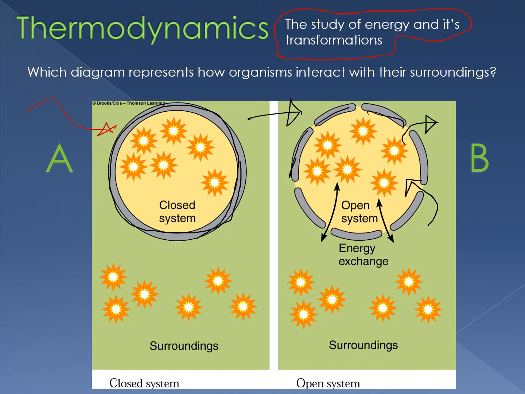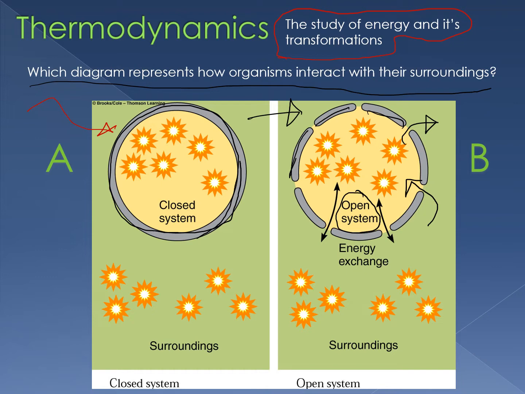So what do you think? Which diagram represents how organisms interact with their surroundings? A or B? Pause it if you want, but it's not that difficult. It is B. Living things are open systems and they interact with their environments where they gain and lose energy to the environment almost constantly.